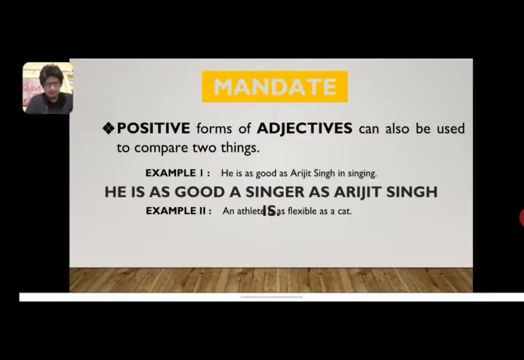So let's take up example number 2. An athlete is as flexible as a cat. Here I'm again using the adjective flexible in its first form. Flexible will take more flexible and most flexible for its comparative and superlative degree. But here it's being used in its primary form and the comparison is still being made. How? By turning it into a simile, using a group of words, paraphrasing it into a phrase. So this is how it is done, and it is very simple if you practice with a few more adjectives.